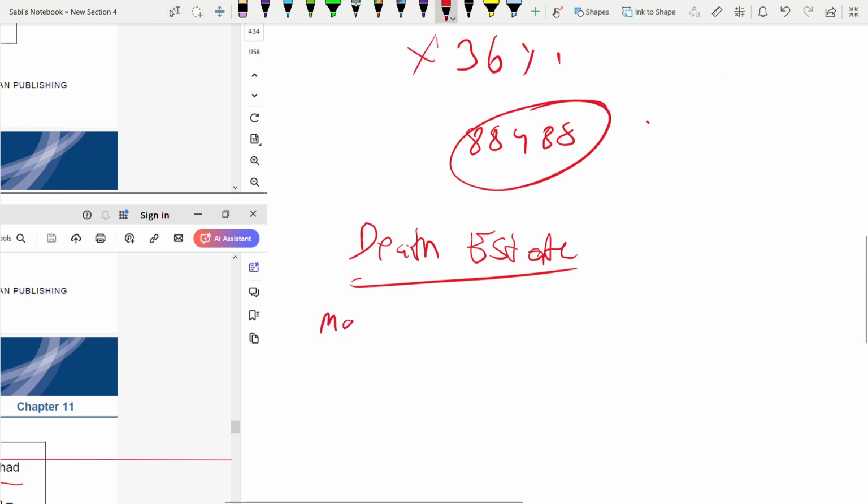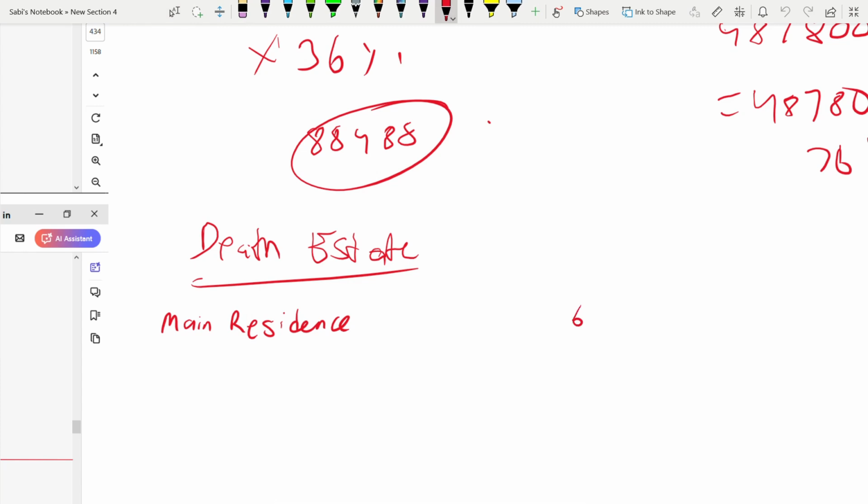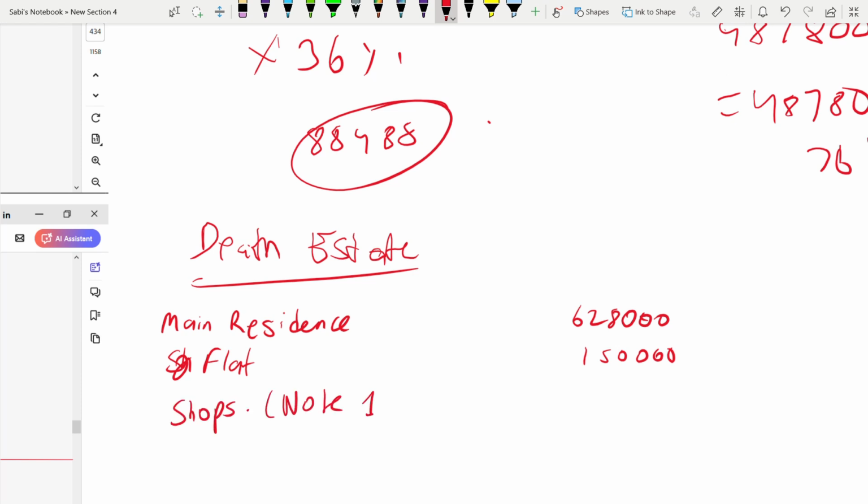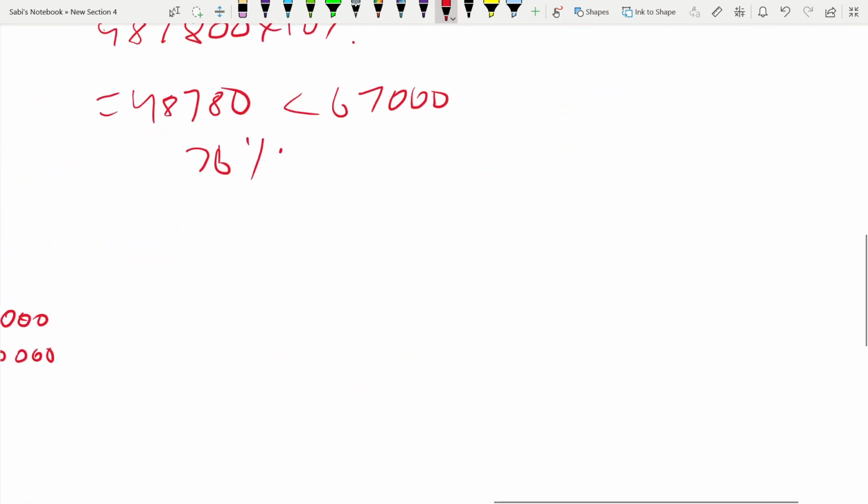Main residence is 628,000. Flat 150,000. Shops, there's a related property. You need a note for it, special valuation rules. So we'll go under the note 1. Working I'll keep here.